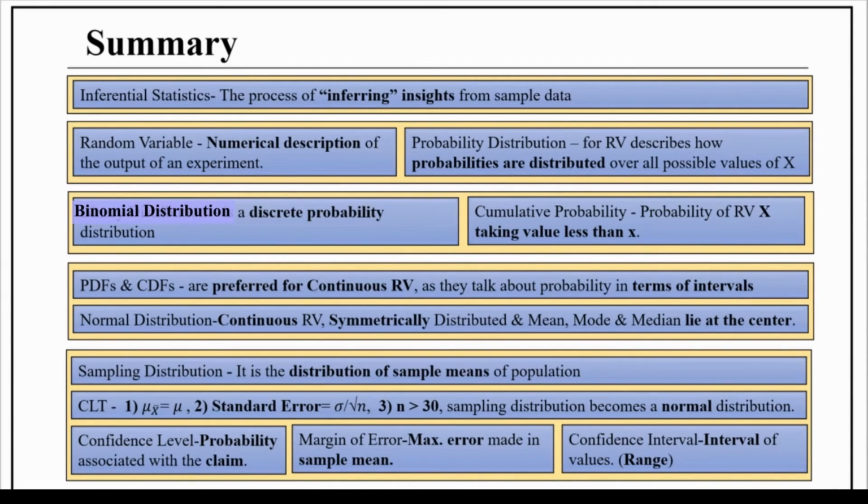The second one is standard error is equal to population standard deviation divided by square root of sample size. The third one is when sample size is greater than 30, the sampling distribution becomes normal distribution. Then we learn about confidence level, which is probability associated with the claim. Then about margin of error, which is maximum error made in the sample mean. Then about the confidence interval, which is just an interval of values, or we can say it's just a range.